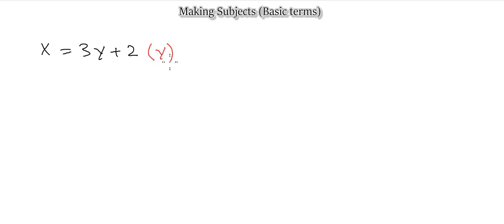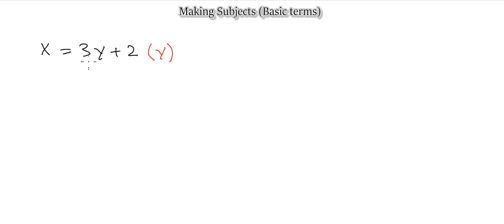Always remember that whatever you are trying to make the subject, you want it alone on either side, either the right hand side of the equals sign or the left hand side. In order to make this alone on one side, you need to move everything else to the other side. So this 2 needs to go to the other side, and this 3 would need to go to the other side. So how do we actually get started with this?